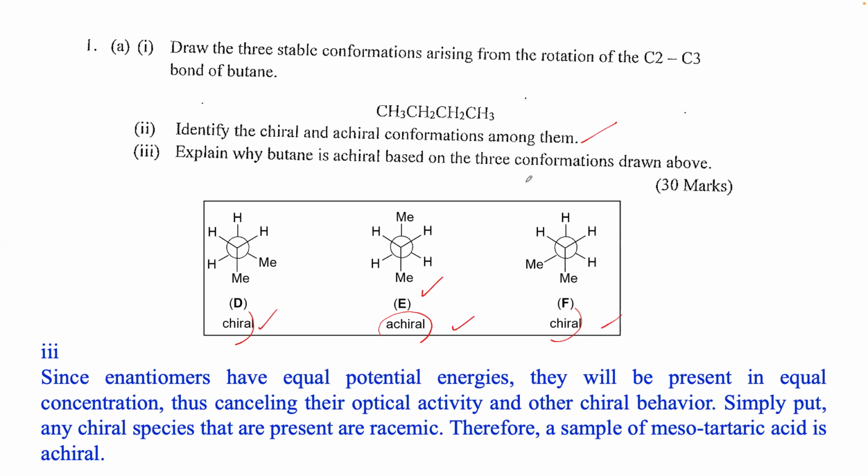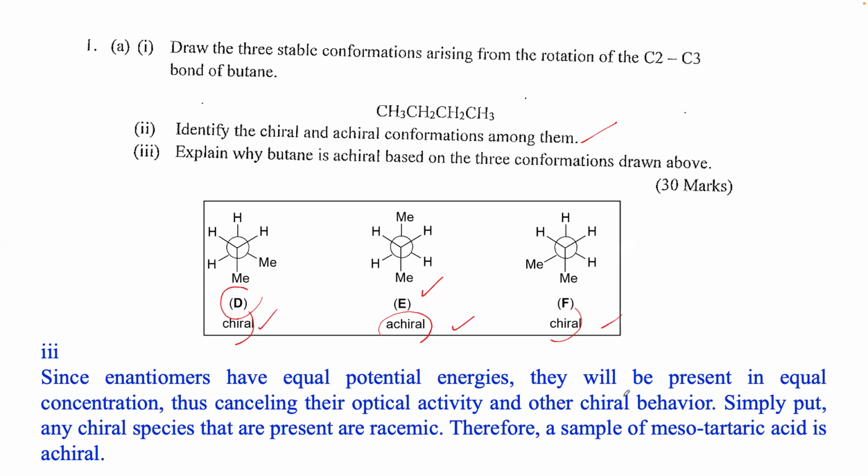Right. So the answer for the third one, explain why butane is achiral based on the three conformations drawn above. D and F have equal potential energies. So they will be present in equal concentrations, thus canceling the optical activity. Because I told you, D and F are enantiomers, like R and S or plus and minus. So their optical activity will be cancelled out. One is rotating the light in the clockwise direction, and the other in the anti-clockwise direction.